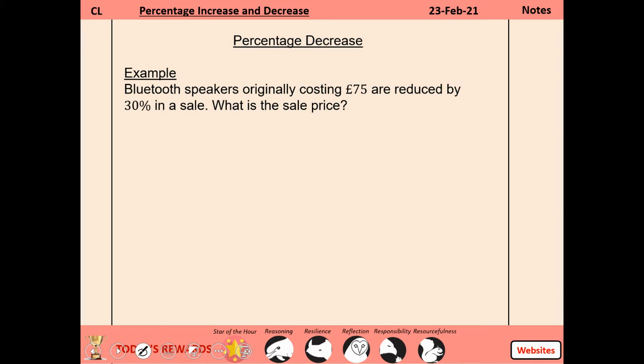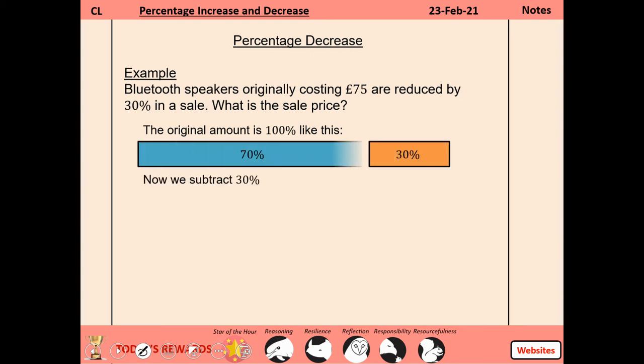It says that Bluetooth speakers originally costing £75 are reduced by 30% in a sale. What is the sale price? So the original amount is 100%, okay? So what we need to do is work out 70%. Does that make sense? Because it's reduced by 30%. So what we're actually working out is 70% of the original amount, okay? Because 30% of the original amount has been cut off.